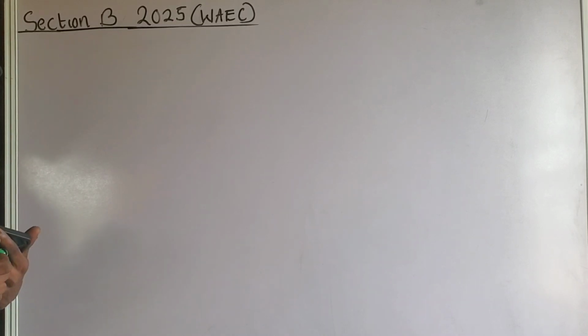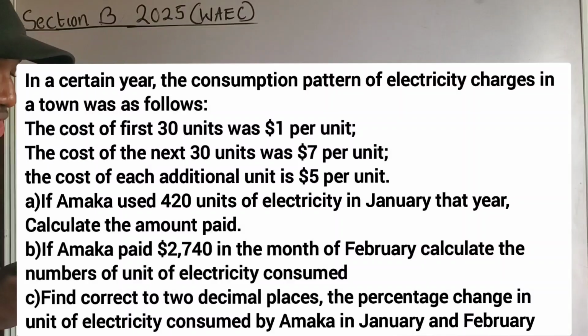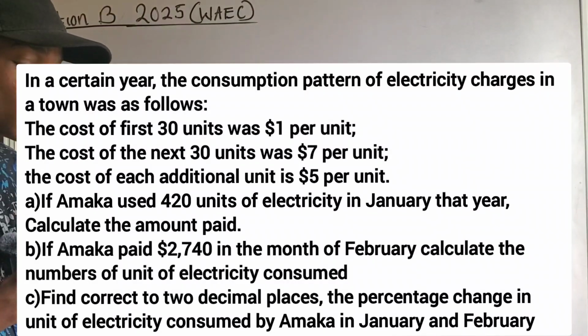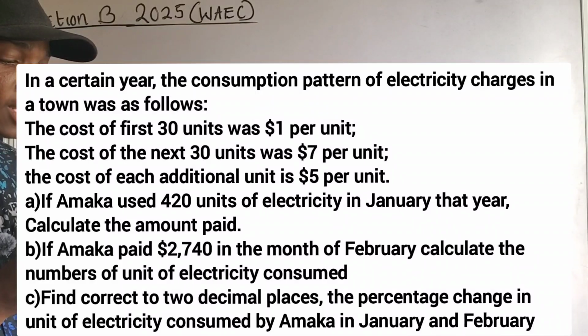Okay, let's proceed to the second section of 2025 WAEC mathematics questions. Let's start with question 6. In a certain year, the consumption pattern of electricity charges in a town was as follows. The cost of the first 30 units was $1 per unit. The cost of the next 30 units was $7 per unit. The cost of each additional unit was $5. Now, if Amaka used 420 units of electricity in January that year, calculate the amount paid.